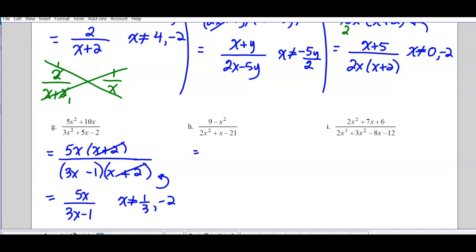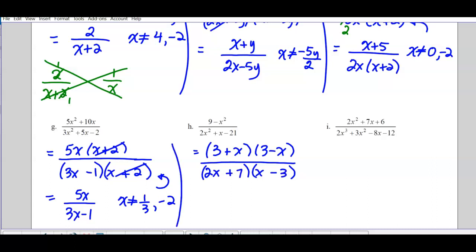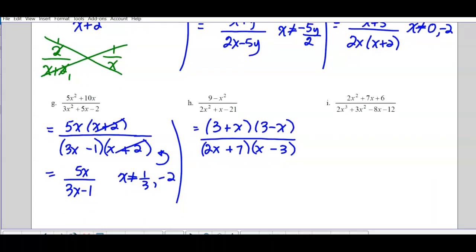Next one, notice that it is not in descending order of degree, but it is a difference of squares. So I'm going to factor it just as is for right now. Non-simple trinomial, two numbers that multiply to -42, add to 1, so 7 and -6. Okay, notice how this is 3 minus x and this is x minus 3. They're close, but they're not exactly the same. So what you want to do is rearrange my factors to be in the proper order. So that's x plus 3 when I rearrange that. This would be -x plus 3.